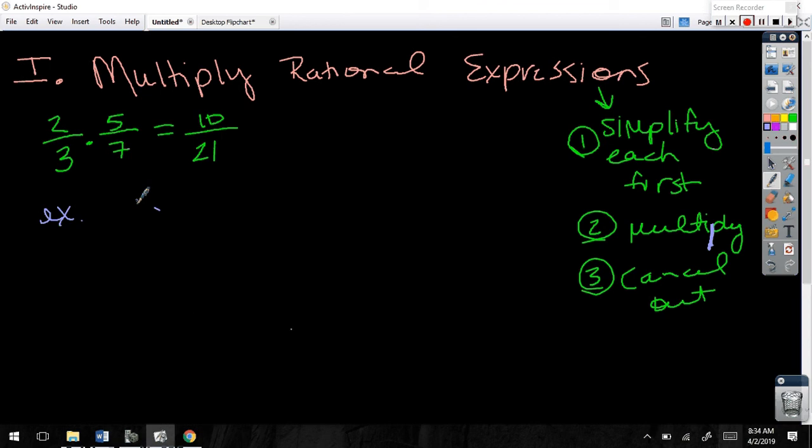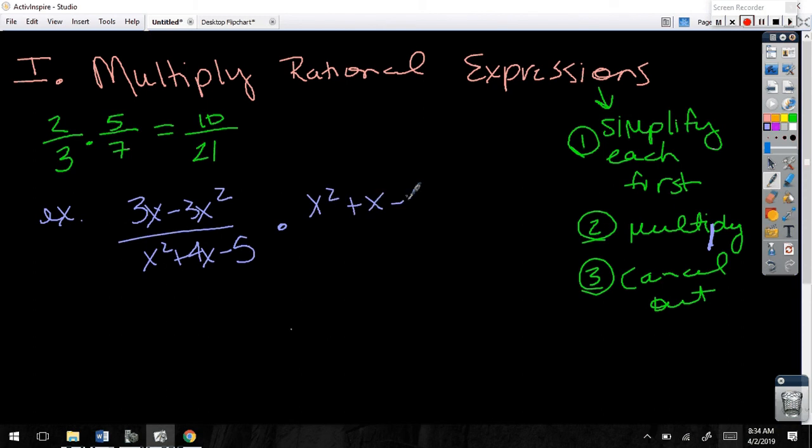All right, so for example, there's one rational expression. I'm going to multiply it with another rational expression. Let's do x squared plus x minus 20 over 3x. Okay. But if you look at it and you just simplify each one first before you start, okay? And by simplify, remember that means factor out completely and cancel anything that can.